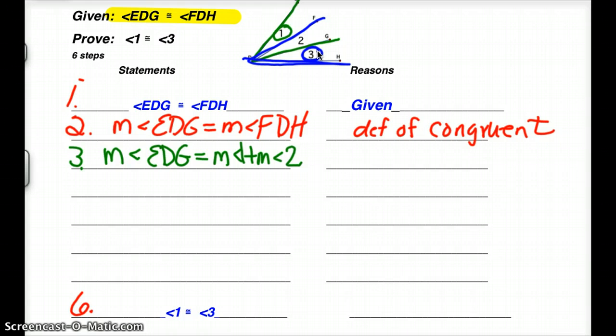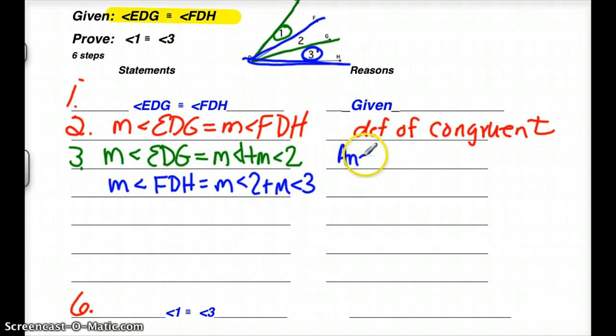I count this as one step. It's going to take 2 lines, but I'm going to count that as one step, step 3. I'm using FDH equals the measure of 2 plus the measure of 3. Remember, that's the whole angle equals the 2 pieces added together. That would be called the angle addition postulate.